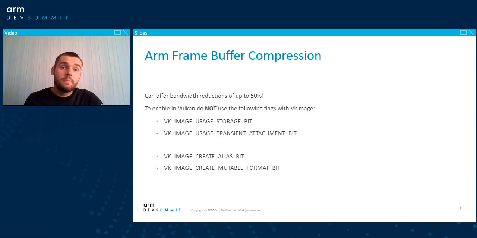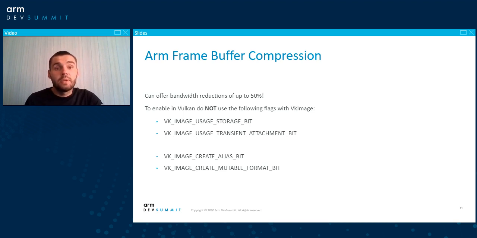Vulkan is an explicit API, meaning it should be used very carefully and wisely. You should use exactly what you need to. All redundant logic should be avoided. For example, ARM GPUs have AFBC technology on board. ARM Frame Buffer Compression is a real-time lossless compression algorithm. It is applied to frame buffers that are to be written by the GPU. This technology can offer bandwidth reduction of up to 50%, which is huge. AFBC is functionally transparent to the application and will be automatically applied on a per-image basis.